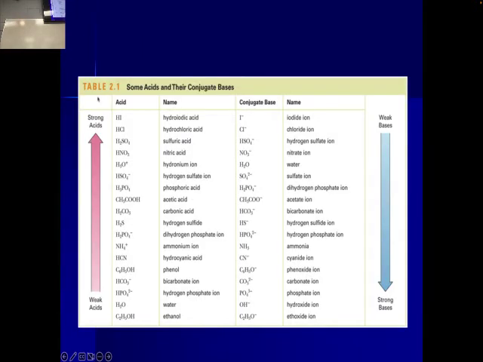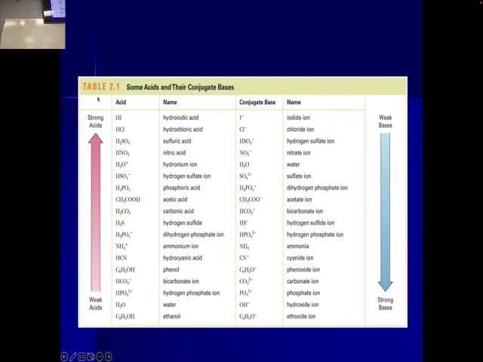You have a table in your book. I do not expect you to memorize the table of acids and their strengths, but I do expect you to memorize rough ranges. You should know what are strong acids and you should know what are weak acids. You should know kind of what are strong bases and what are weak bases. And we'll learn that as time goes on, okay?